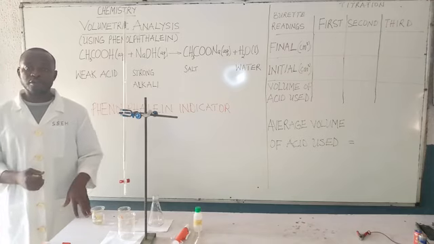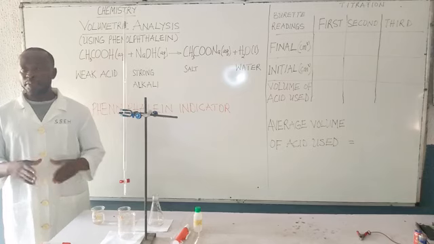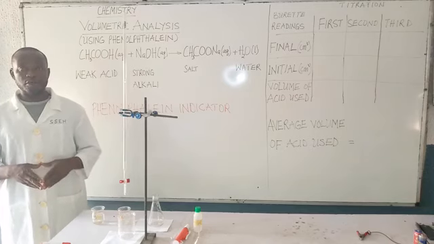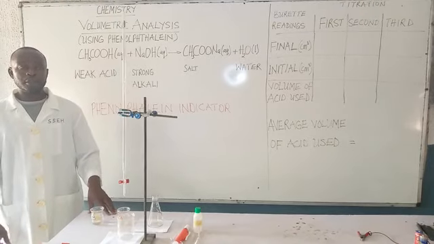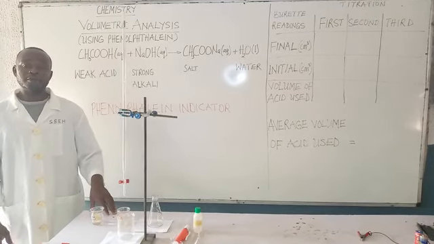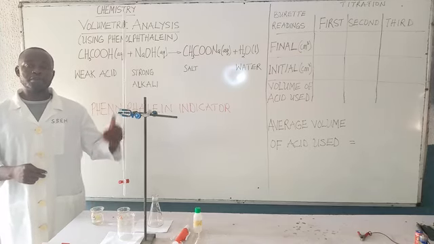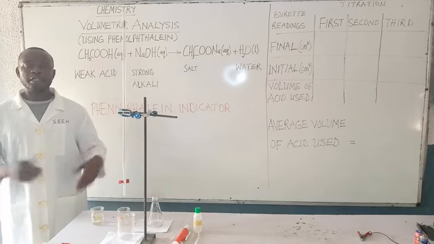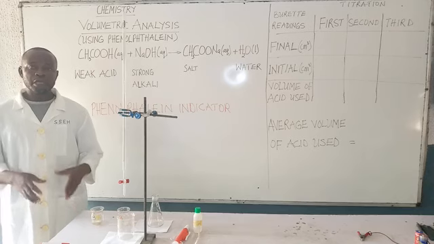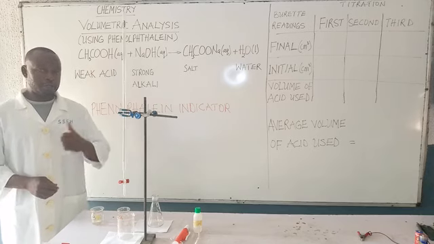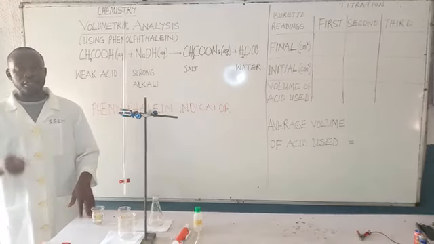There are other indicators, like the litmus paper that you were taught of. The litmus paper you worked with when you were in junior secondary and also in your SS1. Do you remember litmus paper? What colors do they have? We have two litmus papers, that is the red litmus paper and the blue litmus paper. Do you remember? Okay. Today we are using phenolphthalein indicator, and I said we also have methyl orange indicator.